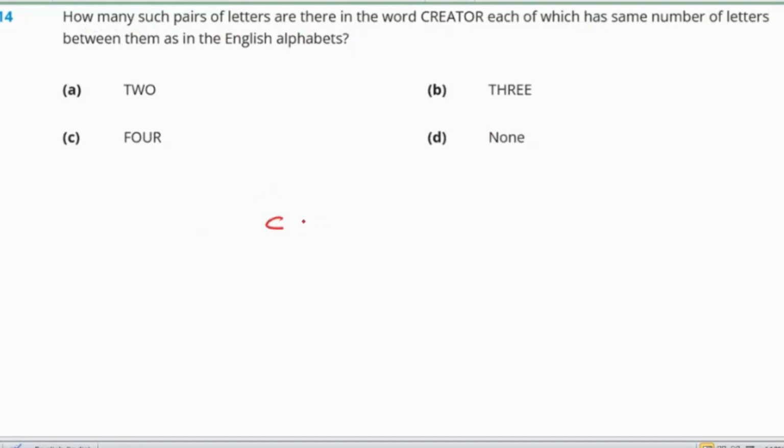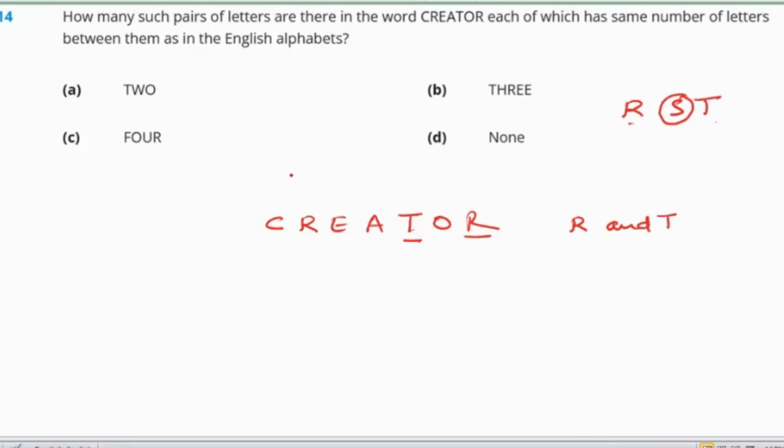Okay, so if we are going through all the letters in the word creator, we need to go as we are going in the English alphabet. Between R and T, according to the English alphabet, we have R, S, T. So between R and T, 2 letters are skipped, and again here also 2 letters are skipped. So one pair is R and T.